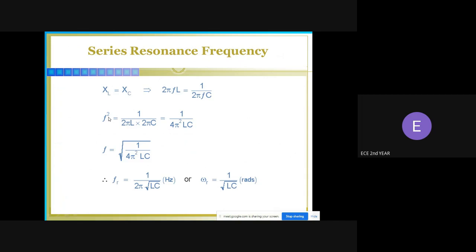So f squared is equal to 1 by 2π√L into 2π√C, that is equal to 1 by 4π² into LC. So f equals the root of 1 divided by 4π²LC. So f₀ is equal to 1 by 2π root of LC, or otherwise ω₀ is equal to 1 divided by root of LC. This is the way we can find out the value of the resonance frequency in a circuit.